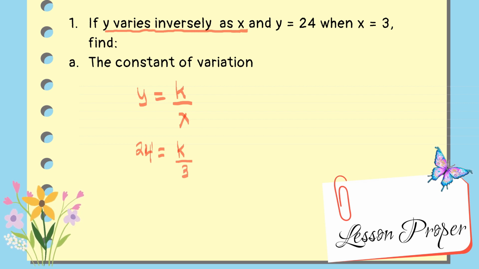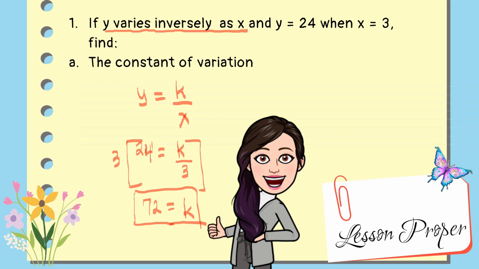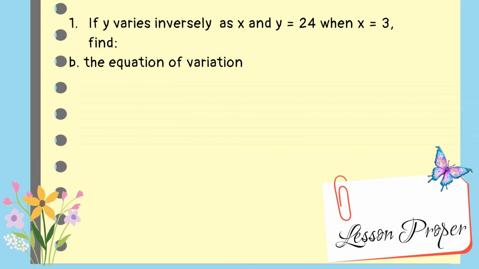Now to solve for k, we multiply the whole equation by 3. So we get 3 times 24 is 72, and 3 times k divided by 3 is k. Therefore, k is equal to 72, or the constant of variation is 72. Since we have obtained k, which is 72, and our working equation is y equals k over x, the equation of variation would be y equals 72 over x. This is the equation of variation.